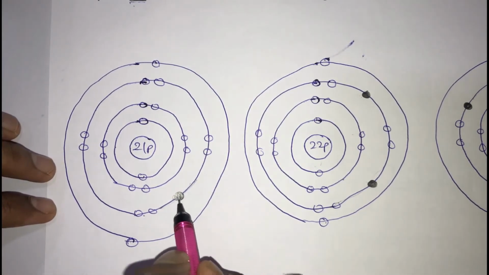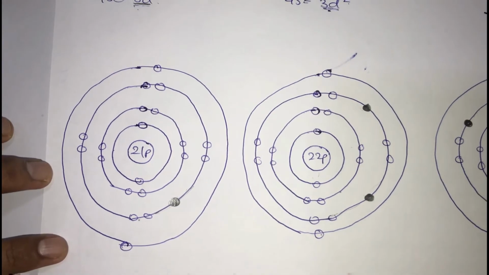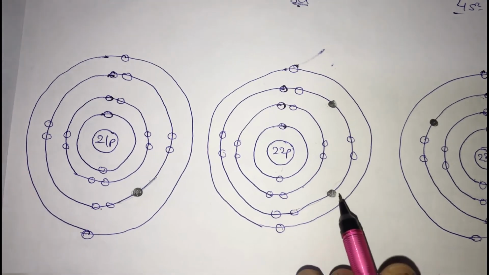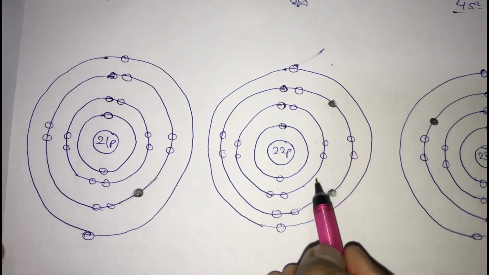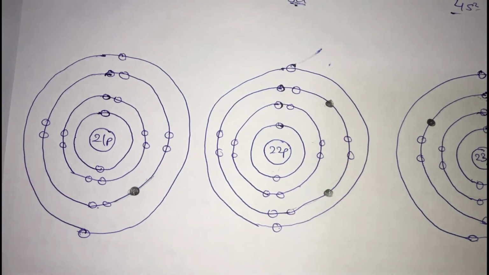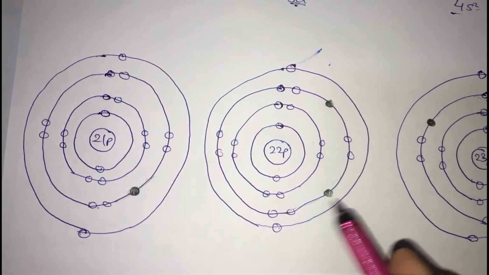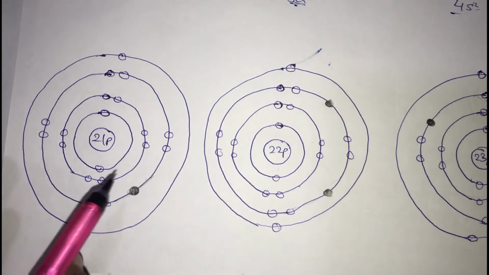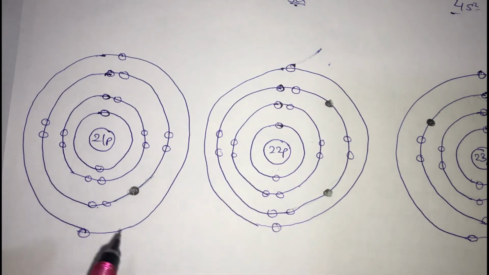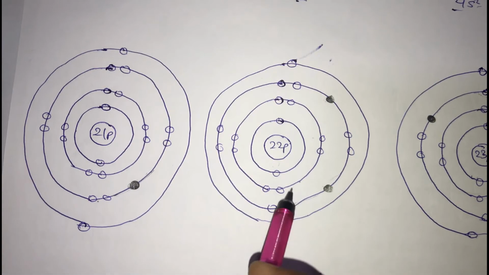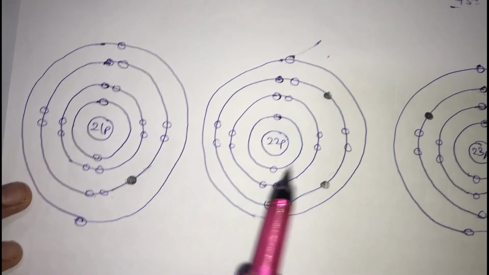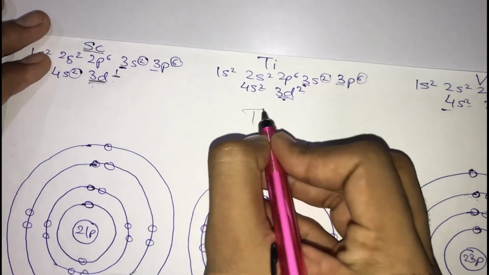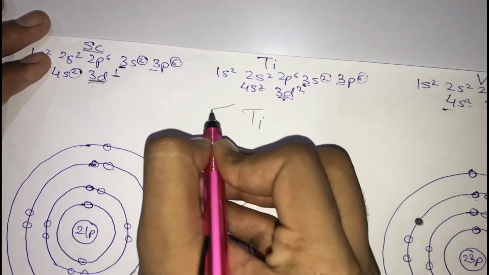But here the shielding effect is increased more. Why? Because you have added 2 more electrons. So the shielding effect has now increased more as compared to this one. Here also you have increased, here also you have increased. But here the shielding effect is increased more as compared to here. So can I say that titanium is going to have greater shielding effect than scandium?